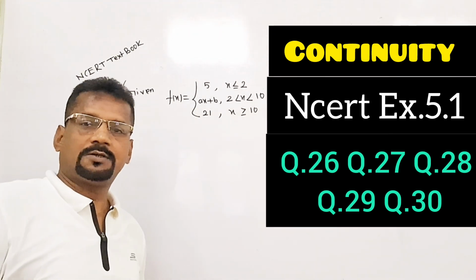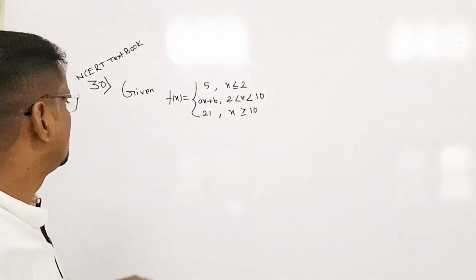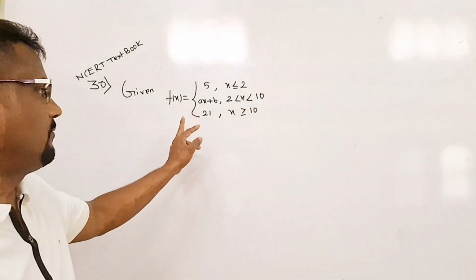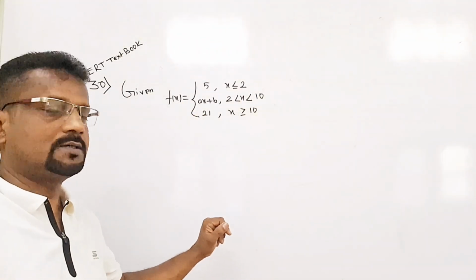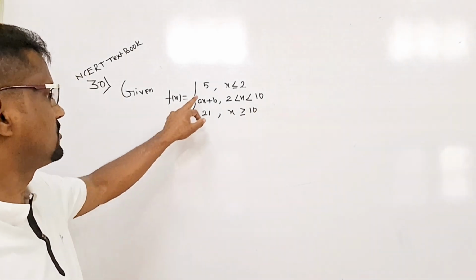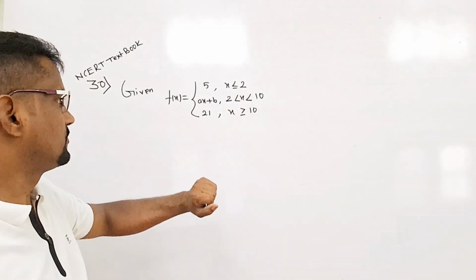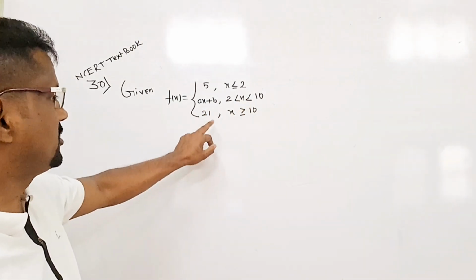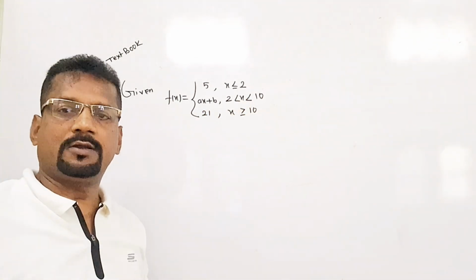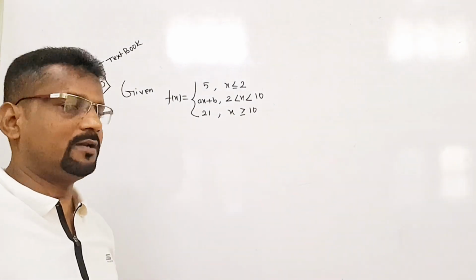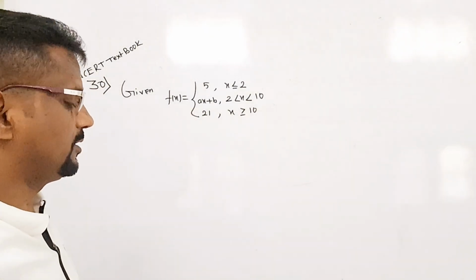NCERT textbook, question number 30. Okay, what is asked in this question? It is given that a function f is continuous. The function is given: f(x) equals 5 when x is less than or equal to 2, ax plus b when x lies between 2 and 10, and 21 when x is greater than or equal to 10, and the function is continuous. We are to find out the values of a and b.